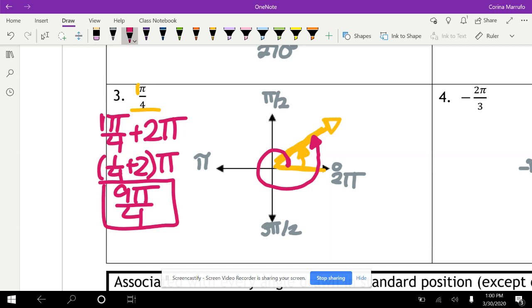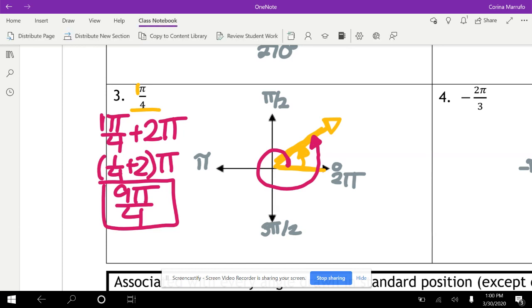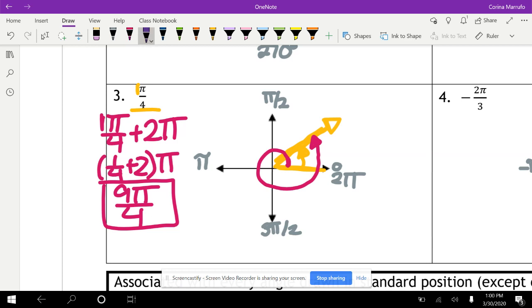All right, now to get the negative angle. So to get the negative angle here, that would be starting on our initial side, and we go around in the opposite direction. So we would go this way. Let me make that a little prettier. So we would go around this way. Okay, that would be our negative coterminal angle.